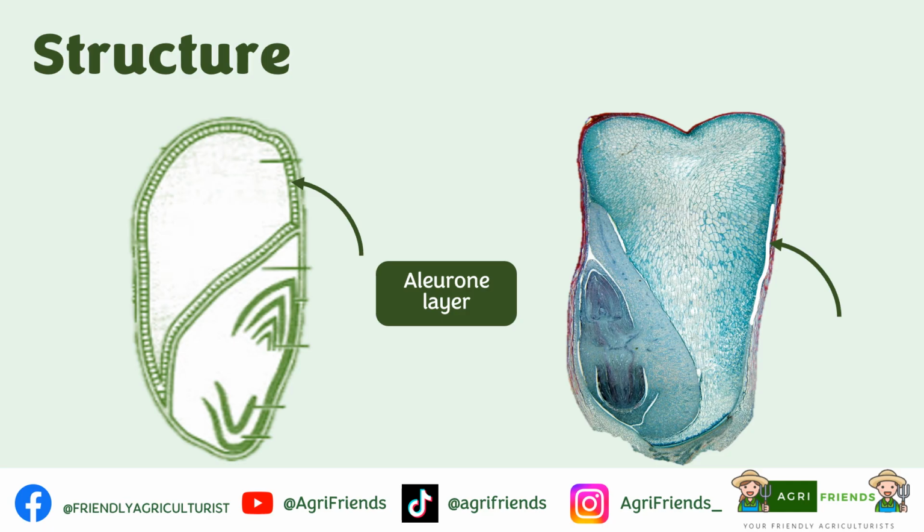The aleurone layer is a proteinaceous layer of cells, which can be a single layer in the case of corn or multi-layers, like 3 layers in the case of barley. This surrounds the endosperm and secretes or produces enzymes during seed germination. These enzymes are necessary for the breakdown of the starch, lipids, and proteins stored in the endosperm.